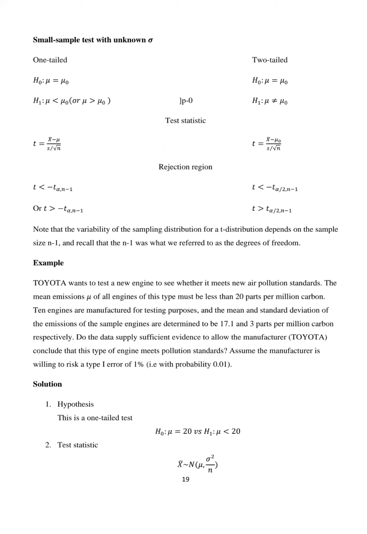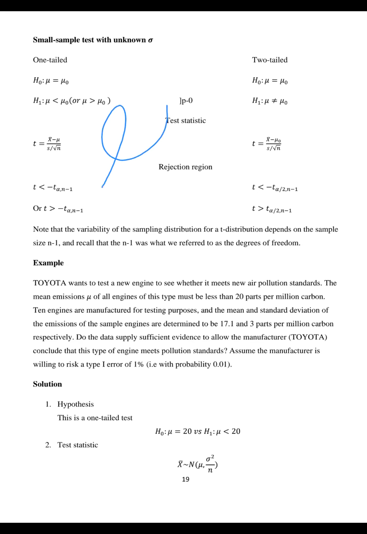Toyota wants to test a new engine to see whether it meets new air pollution standards. The mean emission, whenever I find the mean, it is always the average, right? So the average emissions, or mu, of all engines of this type must be less than. Pay attention to the question. The question does not say that mu is 20 parts per million carbon. They are not saying mu is equal to 20. Instead, they are saying that it is less than 20.